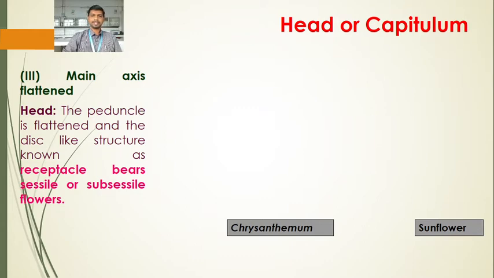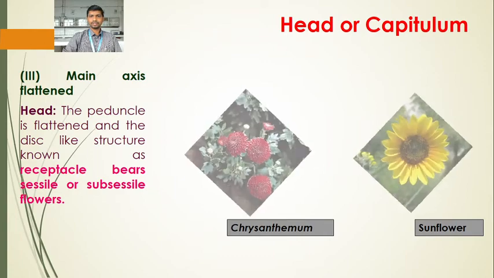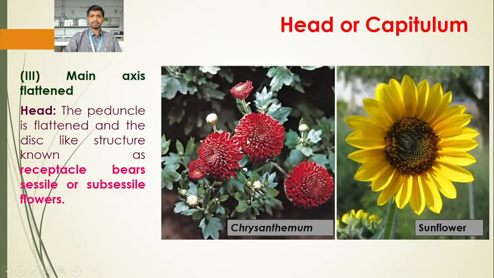For example chrysanthemum, sunflower, where the main axis, the peduncle, is flattened. Okay, so these are the photographs of chrysanthemum, where the main axis is flattened, due to which the flowers arise on the receptacle, which are sessile or subsessile. In case of sunflower also we can see this is the receptacle, which is a flat disc-like structure, where the flowers are arranged. These flowers are sessile or subsessile.